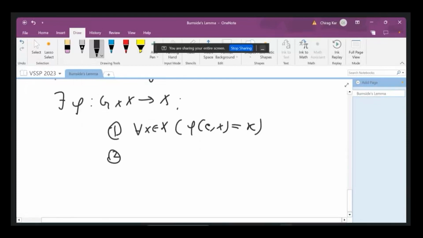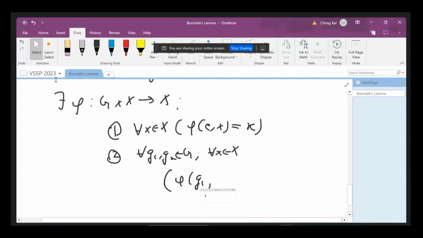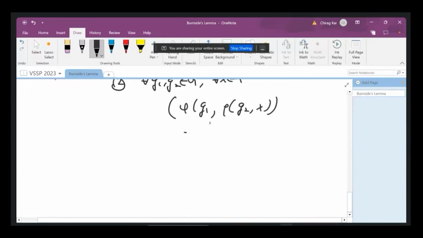And for all G1, G2 belonging to G, for all X belonging to X, we have phi of G1, sorry, excuse me, phi of G2, comma X is equal to phi of G1 G2, X. I hope that makes sense.